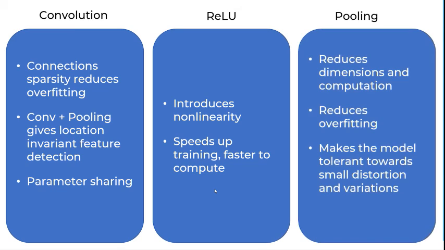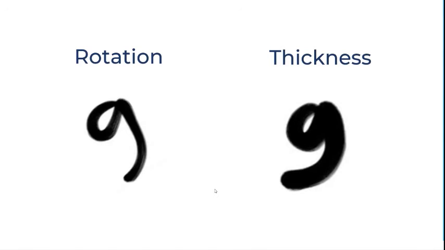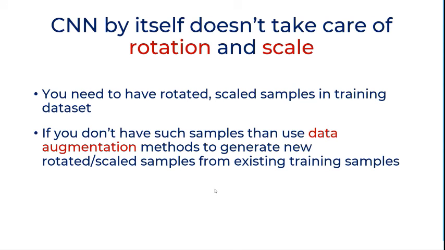The benefit of pooling is that it reduces dimension and computation, it reduces overfitting, and makes the model tolerant towards small distortions. How about rotation and thickness? Because by itself, CNN cannot handle the rotation and the thickness. So you need to have training samples which have some rotated and scaled samples, some thick samples, some thin samples. And if you don't, you can use data augmentation technique.